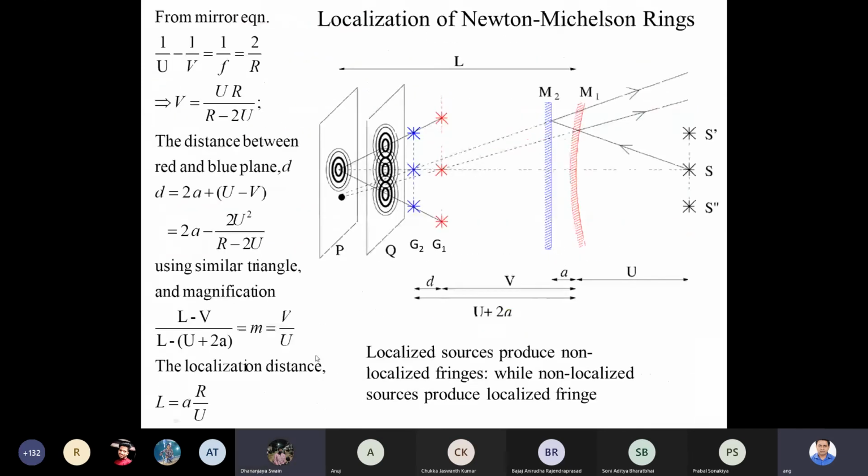So what we learn here: D is the distance between these virtual sources, the coherent sources we are producing from this one. We are writing this as 2a minus 2u square upon r minus 2u, and the localization distance L is a by a times r by u.